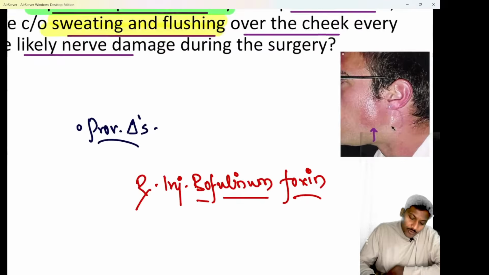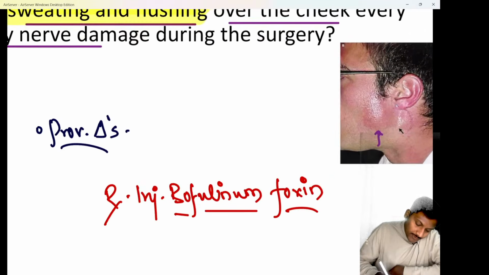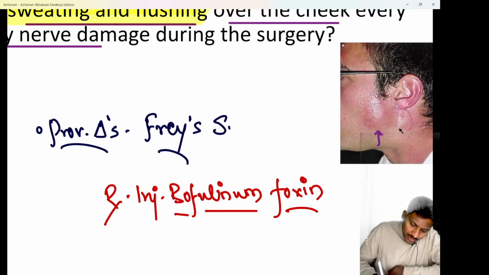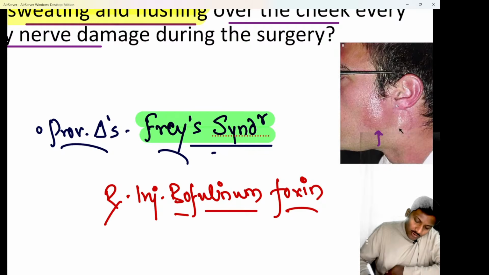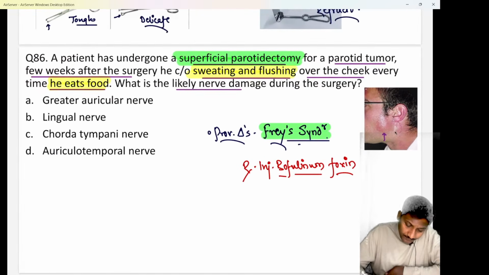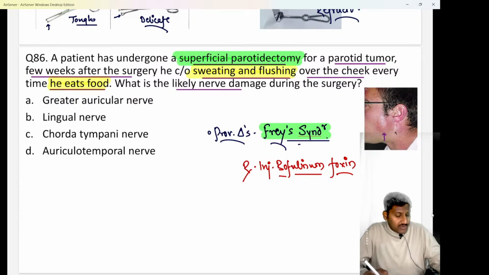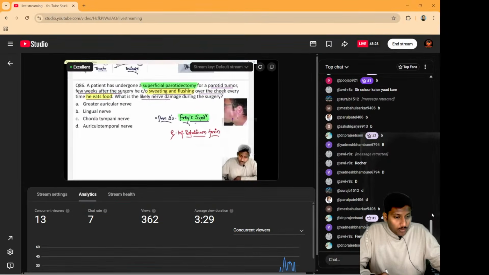So we know the provisional diagnosis of this case is nothing else but a case of Frey syndrome. I hope all of you are quite aware. After a parotidectomy surgery, if a nerve injury happens and due to which the patient is having sweating and flushing over the cheek every time he eats the food, it is a classical diagnosis of Frey syndrome. And if I talk about Frey syndrome, do remember the most common nerve that is damaged is which one? Option A says greater auricular nerve, B says lingual nerve, C says chorda tympani nerve, D says auriculotemporal nerve. So I hope all of you are quite aware.